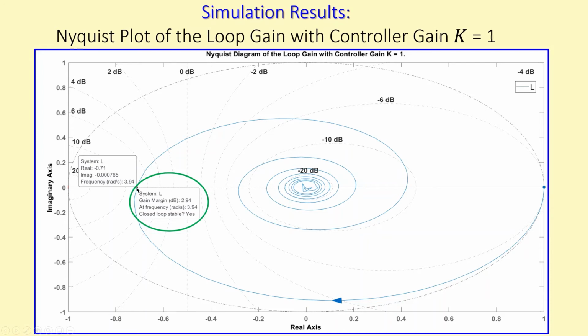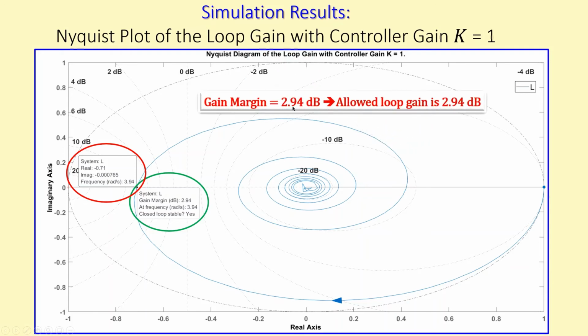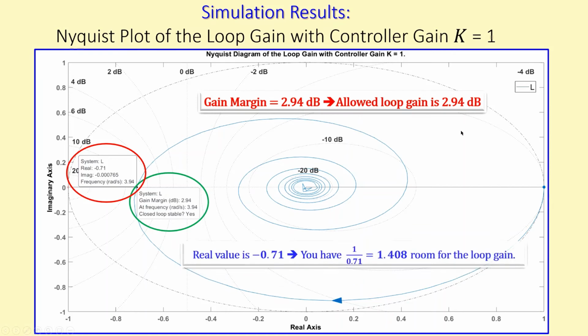Now, I have a room till the minus 1 point, from this point to that point, and that value is how much gain you can add until you get unstable or at the edge of the stability. So this is the unit circle. So if I now look again at this label, what you see is that the gain margin is 2.94 dB, so the allowed loop gain is again 2.94 dB, which is very close to what we had in the Bode diagram.